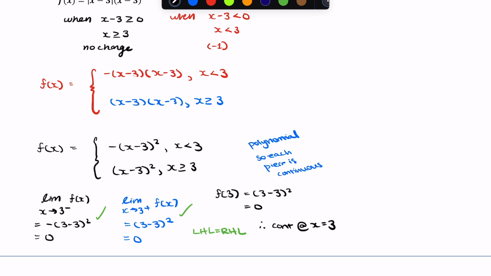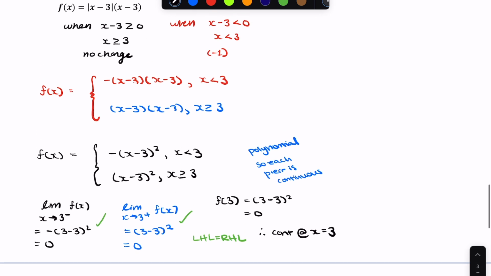So therefore, the function y is equal to f of x is continuous for x is an element of real numbers. So therefore, let's just write that. And therefore, y is equal to f of x is continuous for x is an element of real numbers.